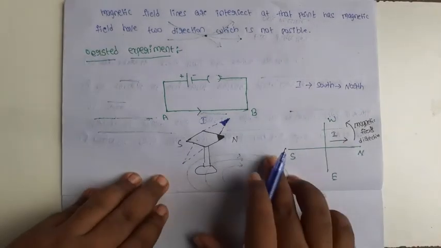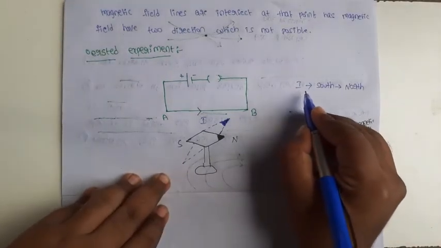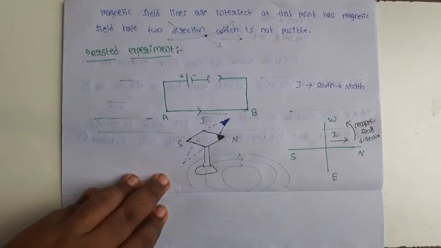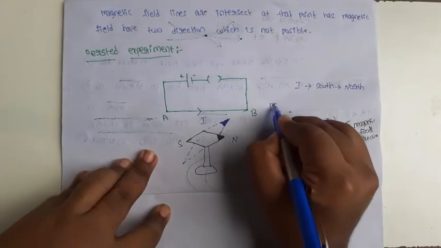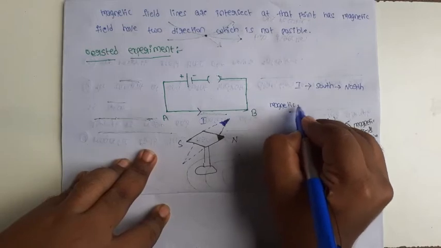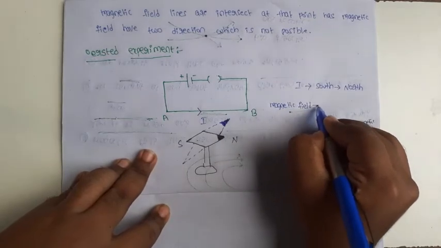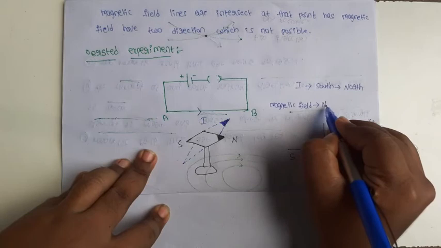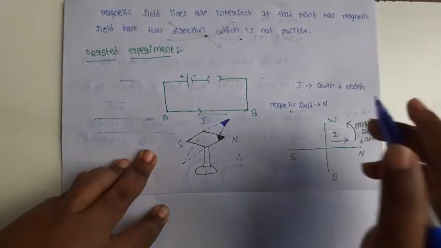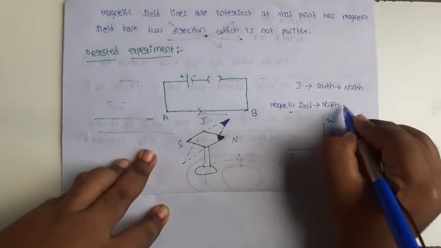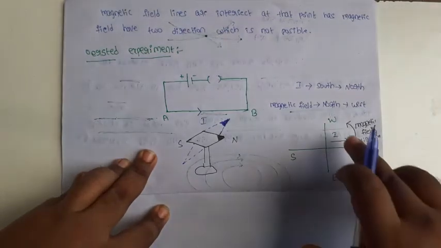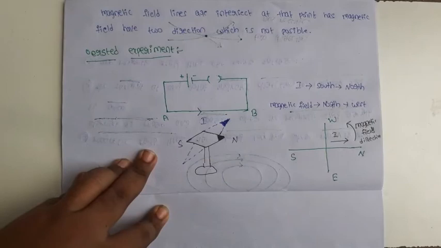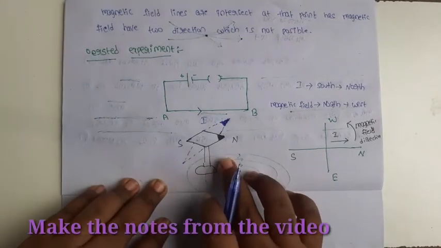So what did he observe? When current flows in the south to north direction in the electric wire, what is the direction of the magnetic field? The magnetic field direction is north to west, meaning upward direction. This is the first observation.